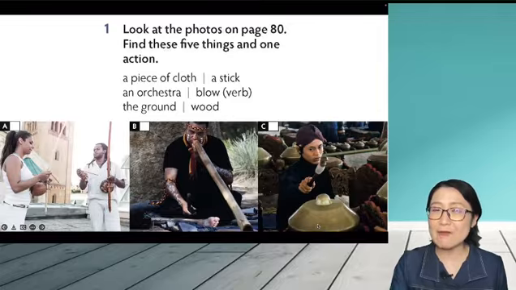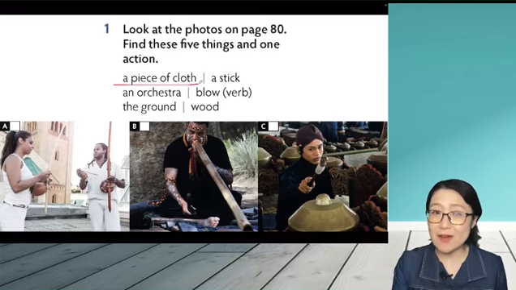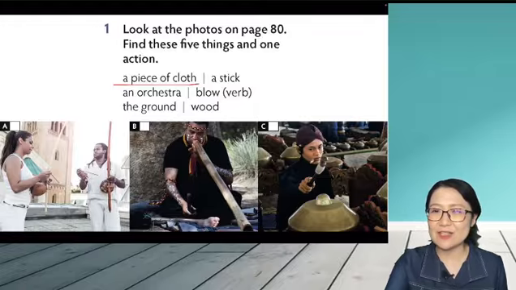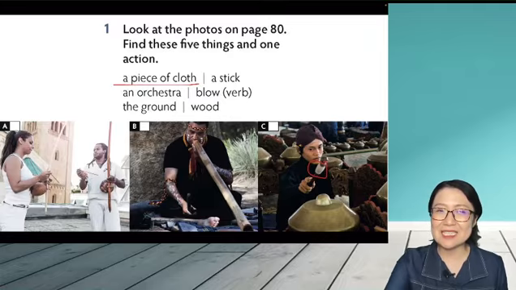And now, let's take a look at exercise 1. So we can find these 5 things and 1 action. And let's see. So the first one is a piece of cloth. So in which picture can you find a piece of cloth? Right, here, you see, you can find a piece of cloth. And the next one, a stick. So in which picture can you find a stick? That's right, it's here.